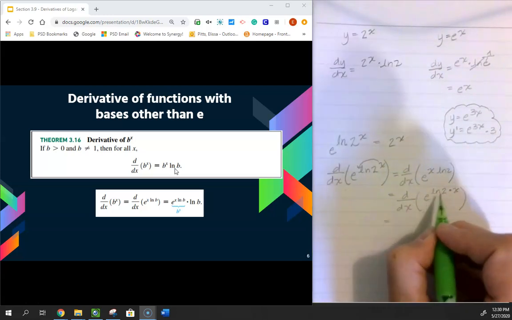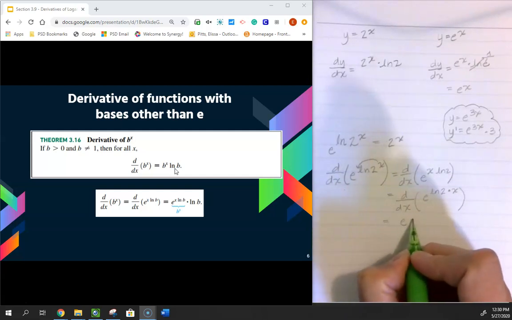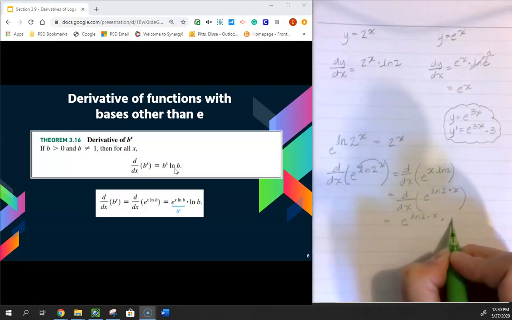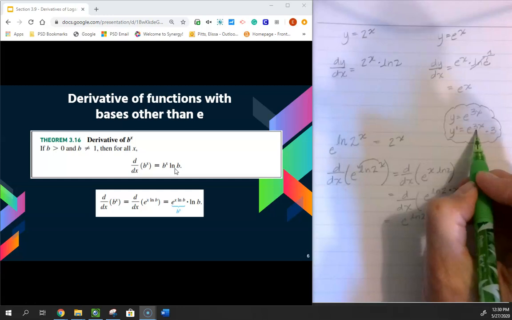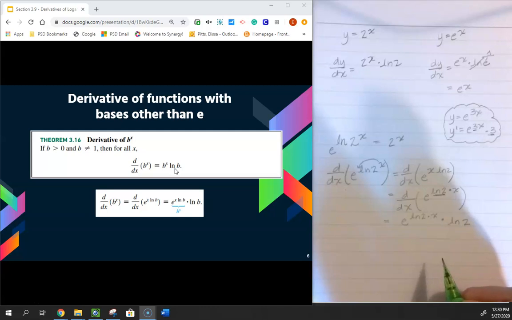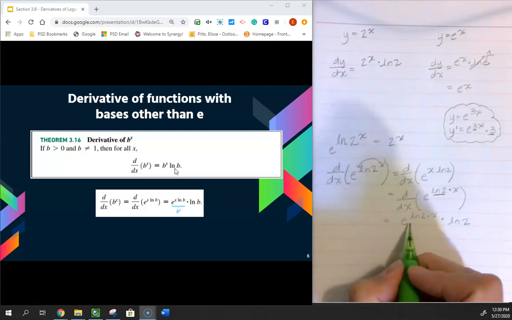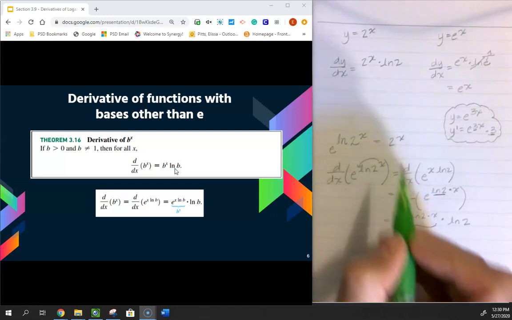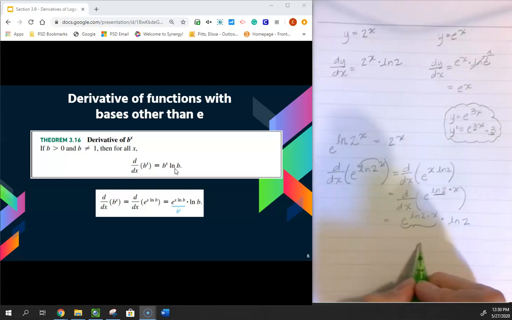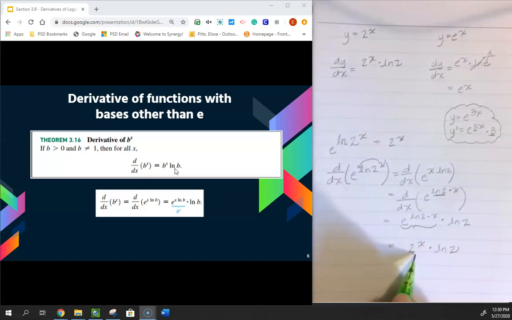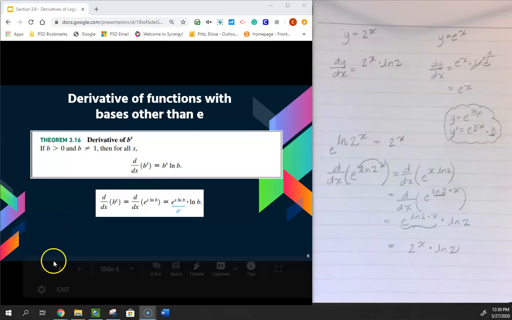The derivative of e to the natural log of 2 times x is going to be e to the natural log of 2 times x, times the natural log of 2. Just like we did here, we had to multiply by 3. Here we have to multiply by the natural log of 2. Well, we just figured out that e to the natural log of 2 times x is equal to 2 to the x. And so that derivative is equal to 2 to the x times the natural log of 2.